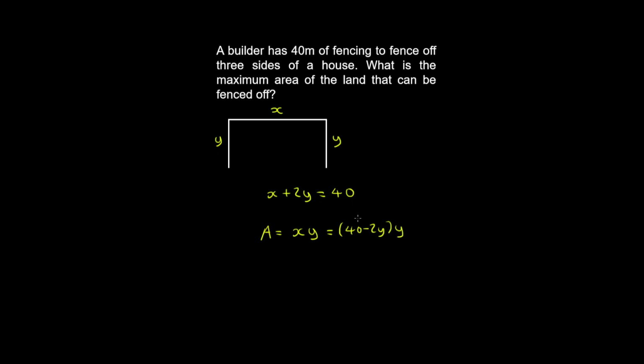So we have the area as a function of one variable, and then we can differentiate the area with respect to y. That's equal to 40 minus 4y. Then setting this derivative to 0, we get y equal to 10 meters. Substituting for y, we get x equal to 20 meters. So the maximum area of the land that can be fenced off is 20 by 10, or 200 meters squared.